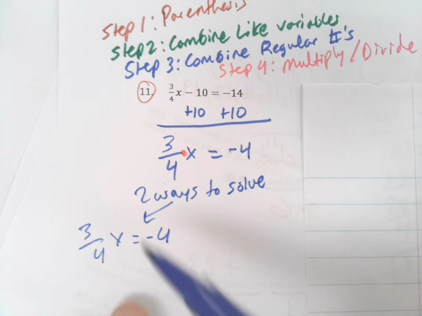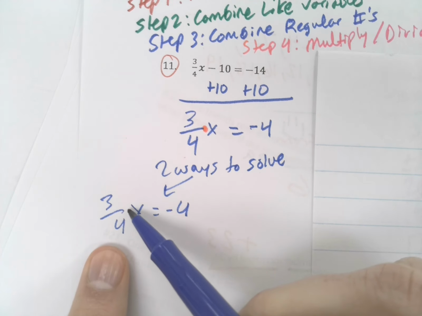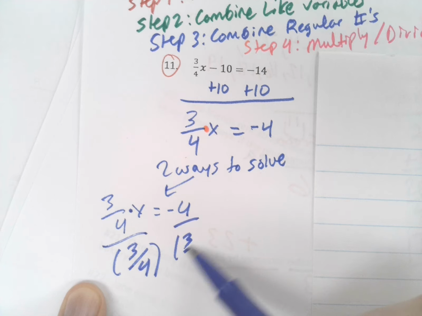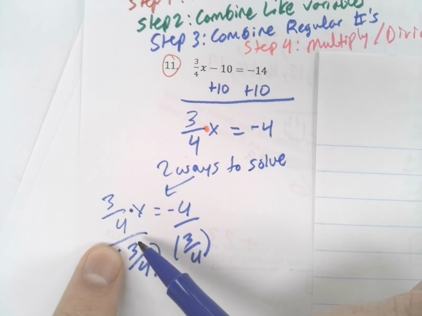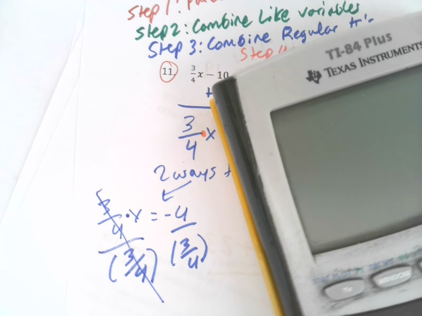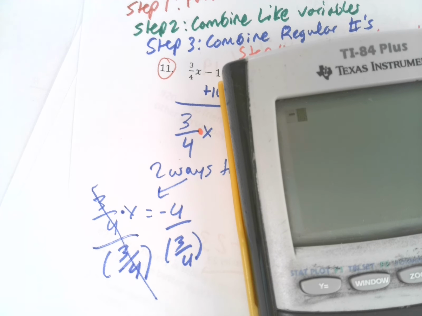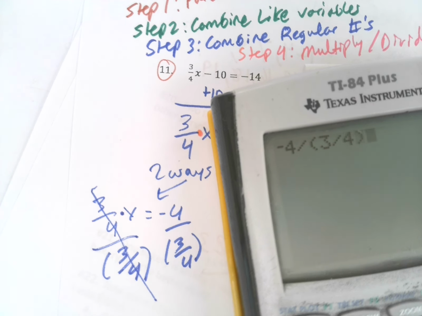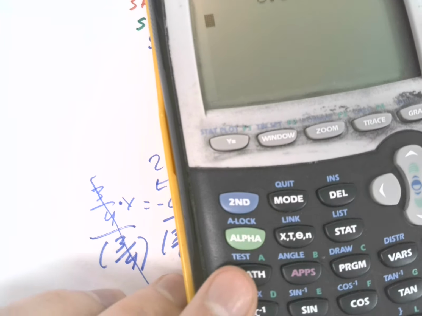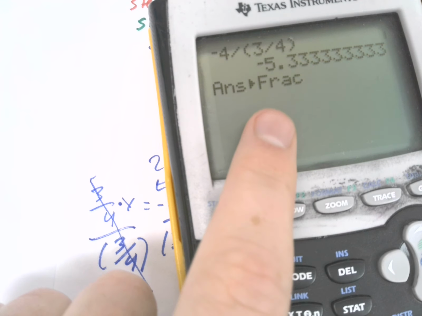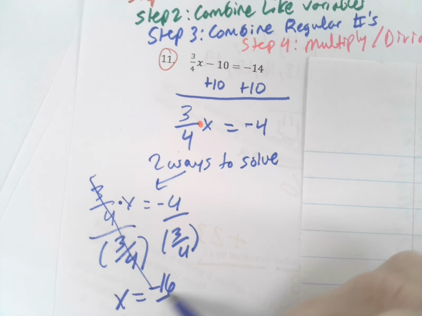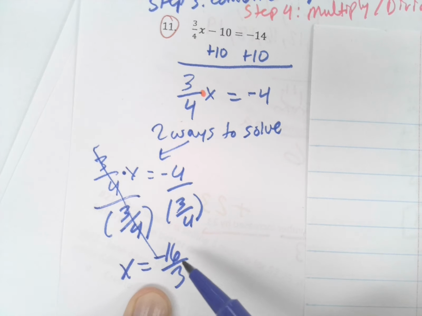The first way we could solve, you could say, okay, if this is being multiplied, I'm going to divide both sides by 3/4. So 3/4 divided by 3/4 cancels. And then using a calculator, we can do negative 4 divided by, parentheses, 3 divided by 4. Oh no, that's awful. And so you can say, okay, math, fraction, that's really negative 16 over 3. But it's kind of tough to get the fraction this way.